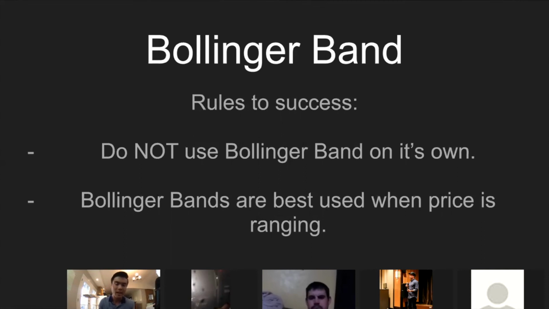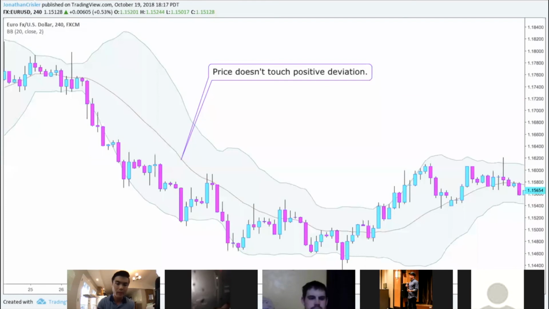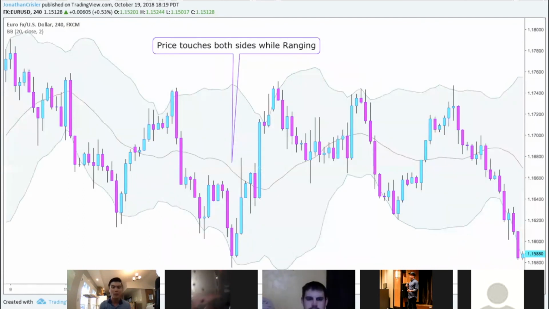So what I mean by that is price is either trending or ranging. Trending means price is going in one solid direction. It's clearly an uptrend or it's clearly a downtrend. Ranging means price is going sideways. It's not really going up and it's not really going down. So here's an example when price is trending. Price just keeps touching the bottom deviation but doesn't really reach the top until price flattens out towards the right end of the screen. But when price is ranging, we'll see that it'll hit up and down, up and down, up and down. This happens often.